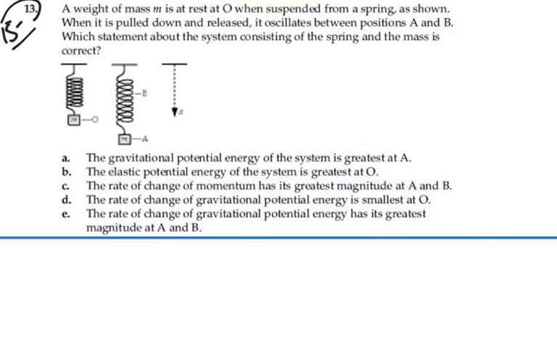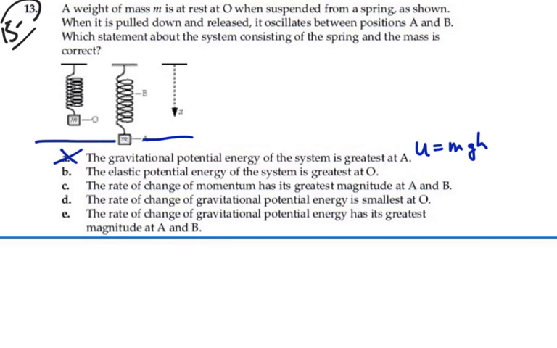A. The gravitational potential energy of the system is greatest at point A. Point A is the lowest position, and so it cannot be the greatest gravitational potential energy, because gravitational potential energy goes as mgh, and if our h is 0, then we're not at the greatest amount. So it can't be A. A is out.